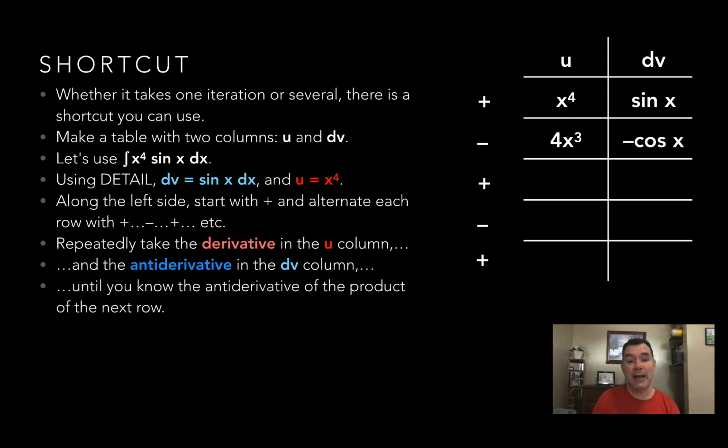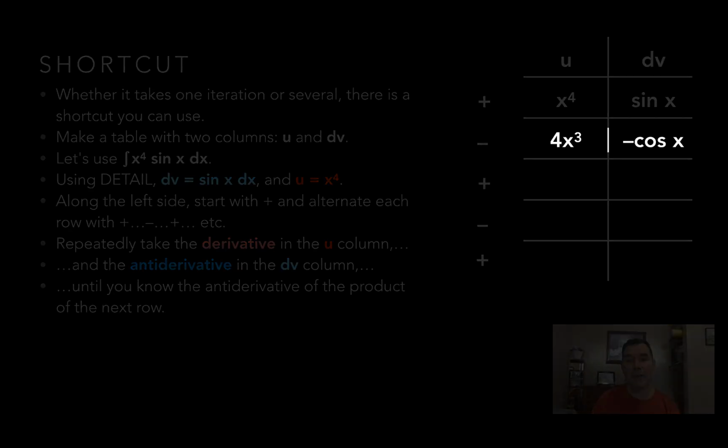But each time I do that, I look across the row and I multiply those two functions together, and I see if I do know the antiderivative of that. And if I don't, I keep going. Well, in that last row, I've written 4x to the third times negative cosine x, and I don't know what the antiderivative of that product is.